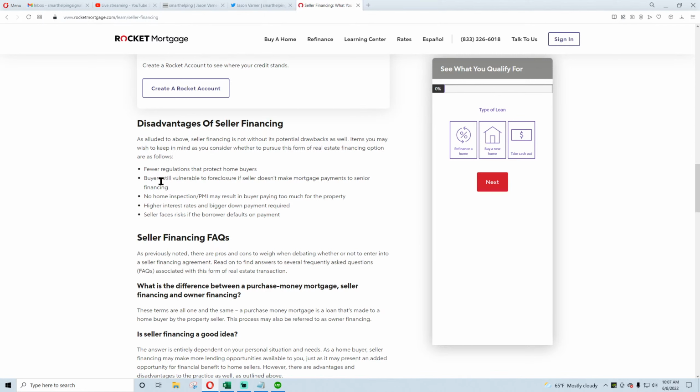So disadvantages of seller financing: fewer regulations, buyers still vulnerable to foreclosure if the seller doesn't make mortgage payments to senior financing. Oh, that's interesting. So if I own a mortgage on this home and I sell it, this is saying I could get foreclosed on if I haven't been paying the mortgage, and then the buyer who bought it from me, that's paying me mortgage, could too, if I'm not making my mortgage payments to the senior financing.